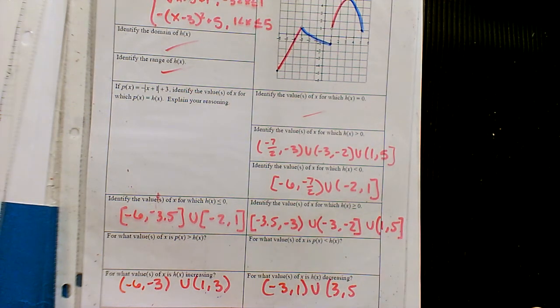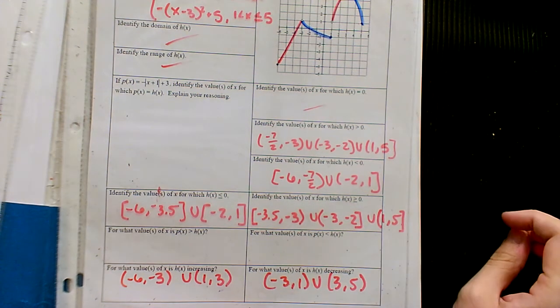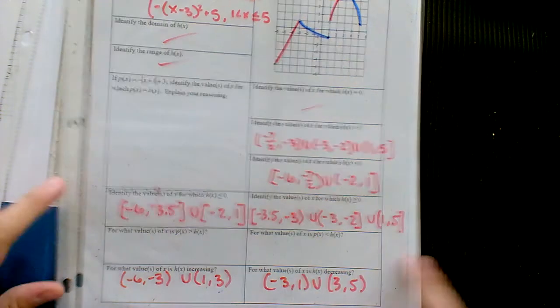3 is a change in direction and 5 is an ending point. So no brackets whatsoever. How'd you do? Good? All right. We're going to come back to the 3 that we skipped.